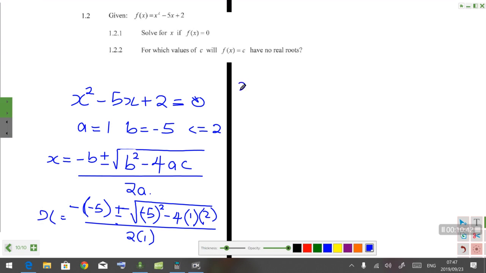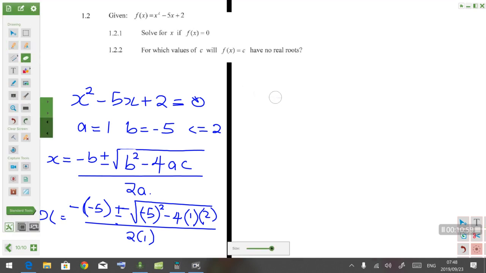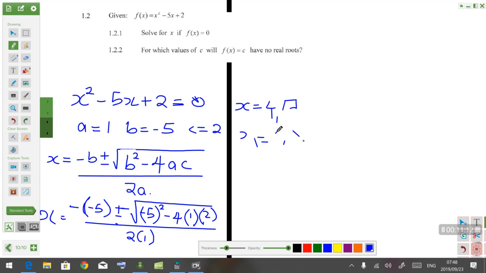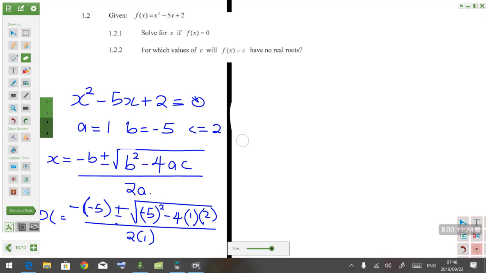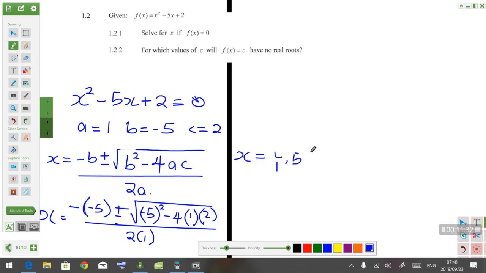When you go to your calculator, you have x equals 4.56, and 0.44. I'm sure those are the answers you also got. All right, so that's very straightforward. You get your marks there. X equals 4.56, and then x equals 0.44. All right, my board just needs to be reset, but I'll do that after doing this question. I'm sure that's what you got as well.